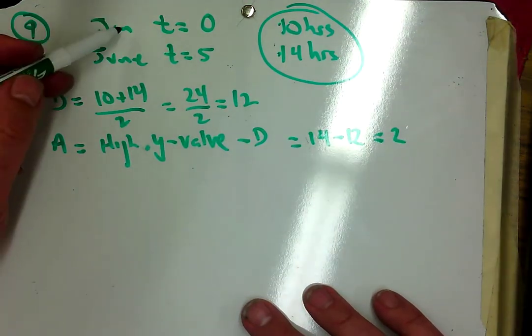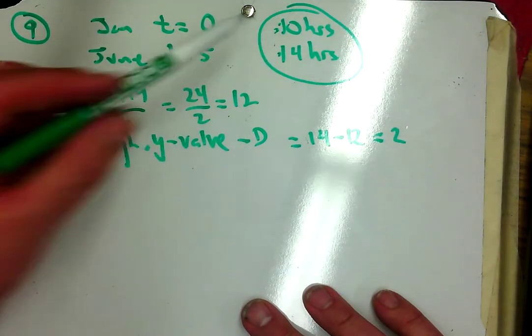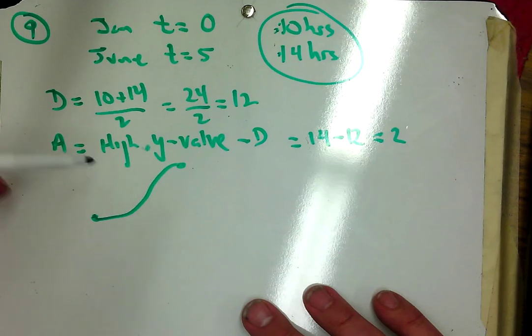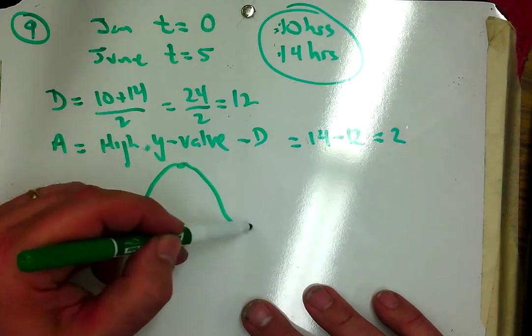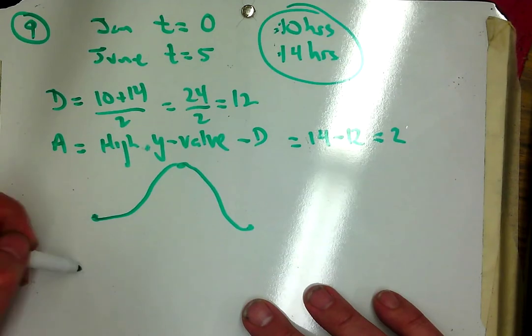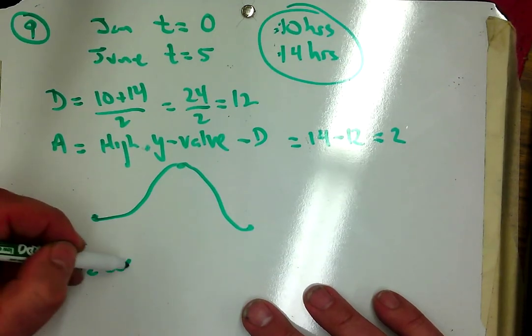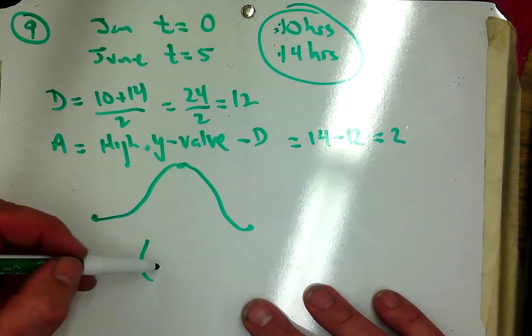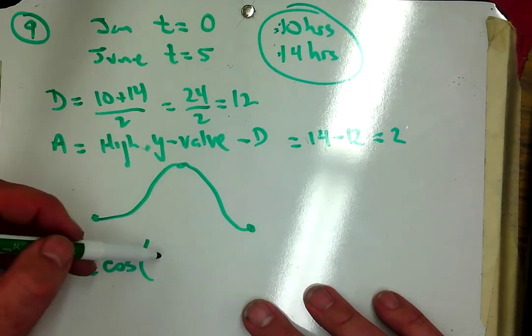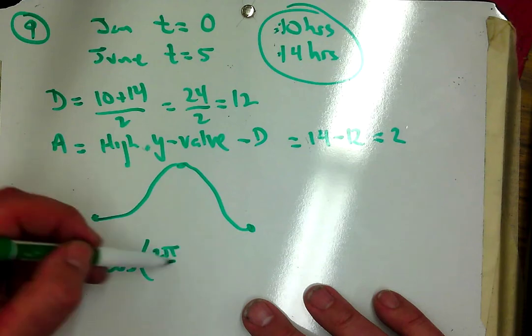And in January, we start with our low. We start down here, and we go up to our high in June, and then back to our low again. So I think this is a negative cosine graph, -2 cosine. Now I need a B value. Well, the period is 1 year, or 12 months, so 2 pi over 12.